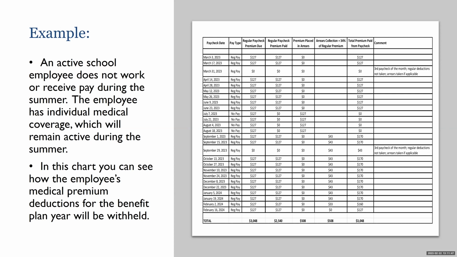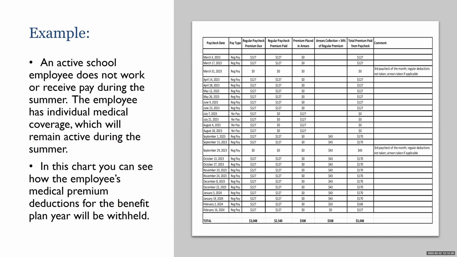The same would happen on the check of September 15th. On this check of September 29th, while the employee is getting regular pay, we don't normally take deductions on the 3rd paycheck of the month. So there will not be a regular deduction taken, but the arrears will still be taken. And that's why you see that on the September 29th check, there would be a deduction of $43 rather than the $170. And then it would revert back to the $170, as you can see, from October through January.